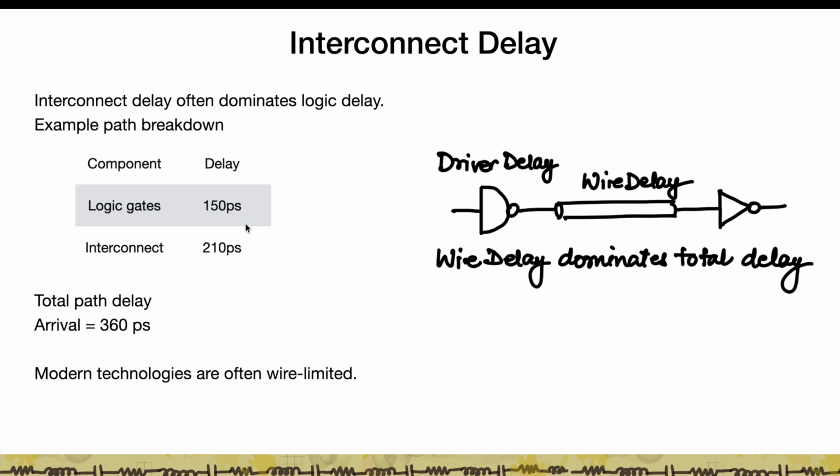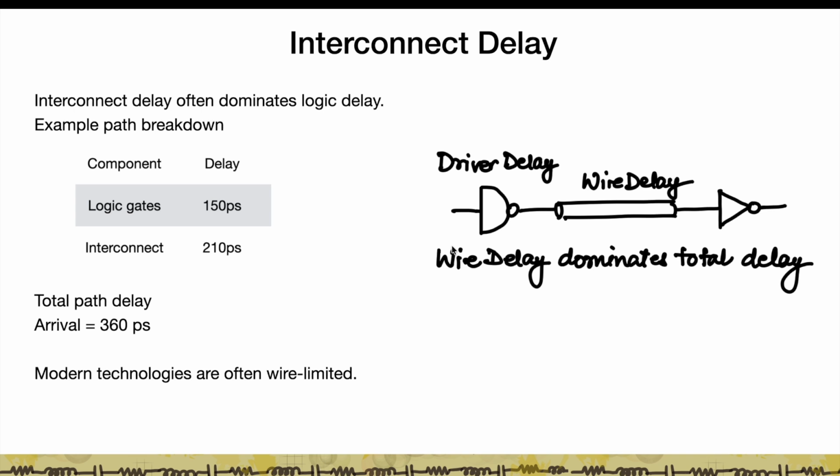In older processes, gate delay was the dominant contributor to path delay. Transistors were slow enough that the wire was almost an afterthought. But as transistors scaled down and got faster, the wires didn't scale as favorably. Metal resistance stayed stubbornly high. Capacitance between adjacent wires increased, and so over time, interconnect delay starts dominating.